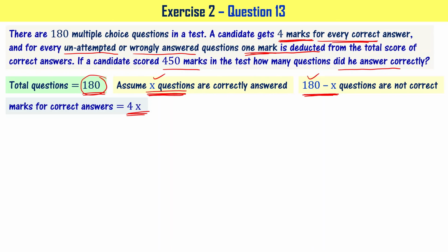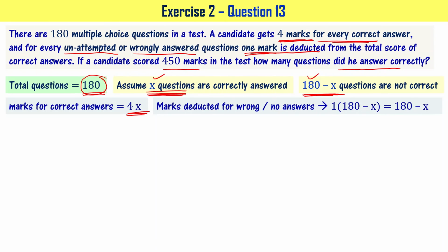And we said that for every unattempted or wrongly answered question, he is going to lose 1 mark, right? Now we said that he has not answered 180 minus X questions correctly, so we say that the number of marks he is going to lose, or the number of marks that are going to be deducted, are 1 times 180 minus X, right? That is equal to 180 minus X.